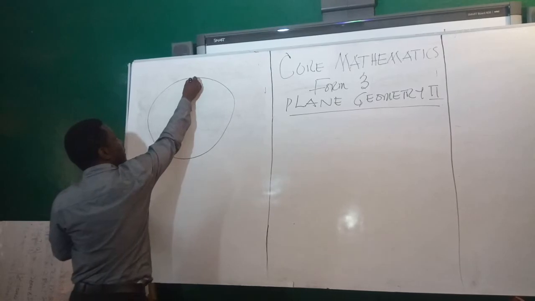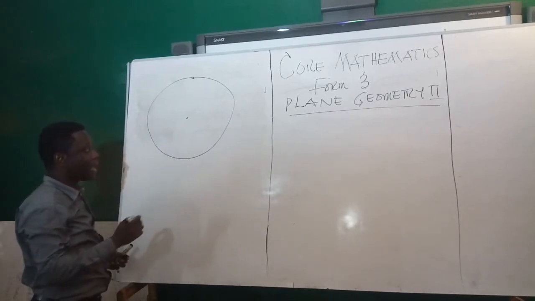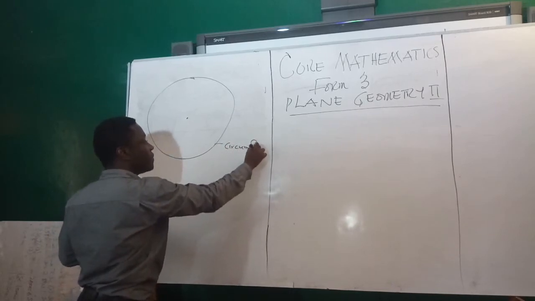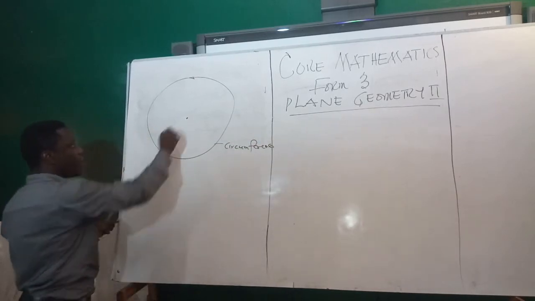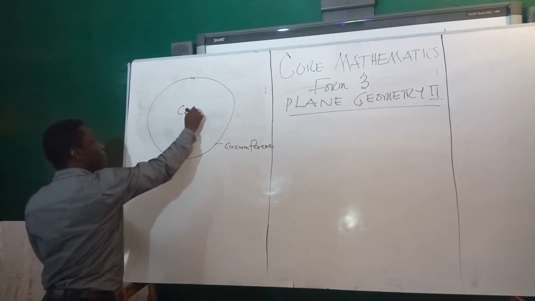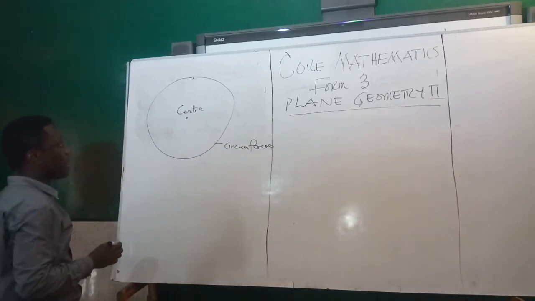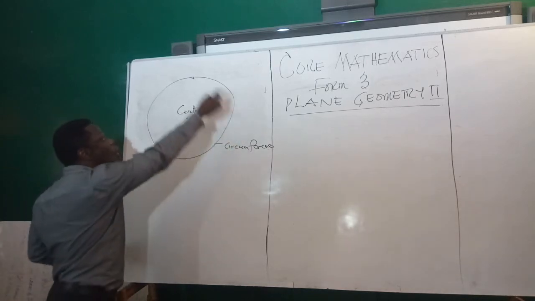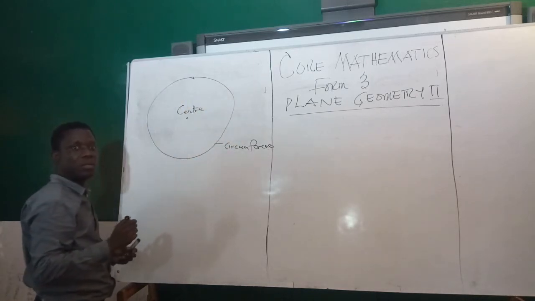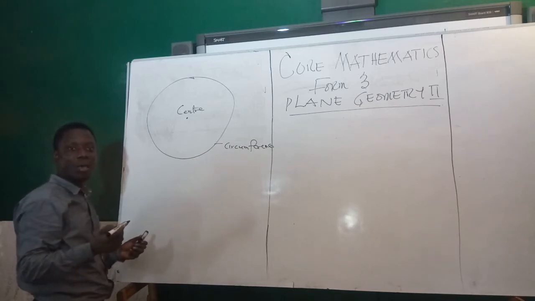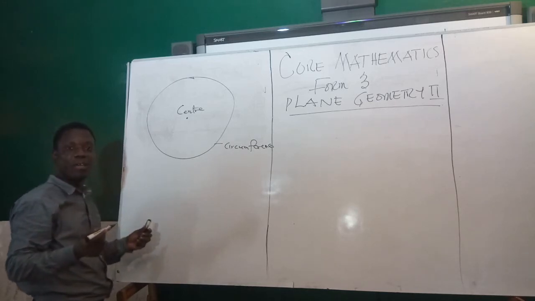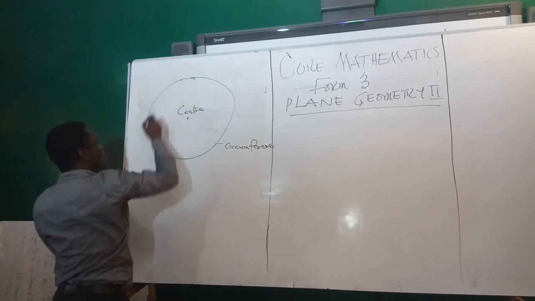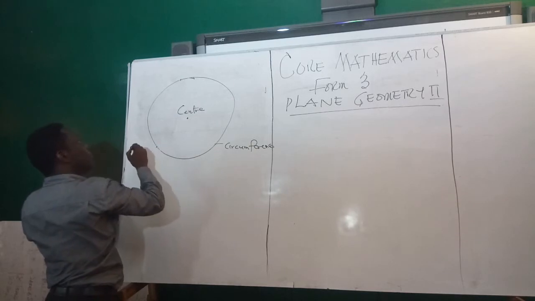So you have a circle, and naturally this is what we call the circumference. Then of course you have your center, and as you know by now, the circumference is the whole length of the circle. Now, any part of the circumference is what we refer to as the arc. So, for example, from this end all the way to this end would be your arc.